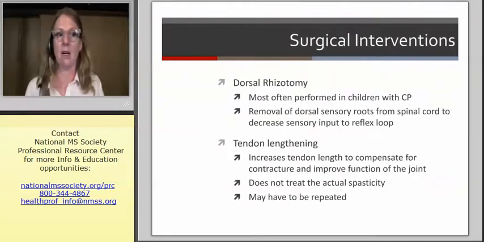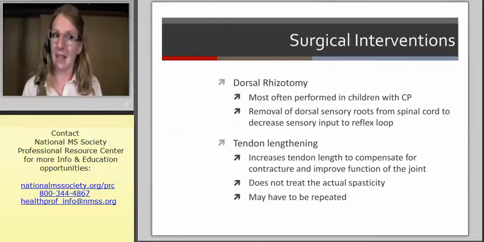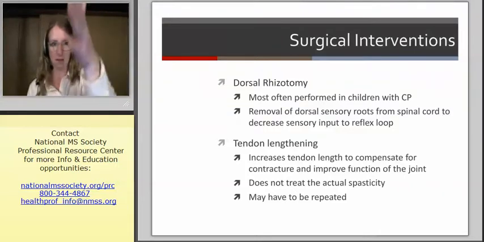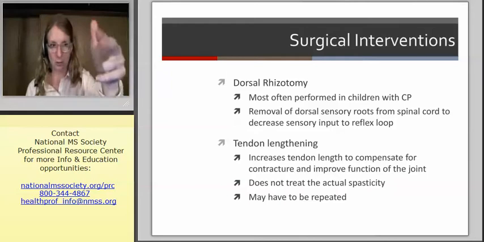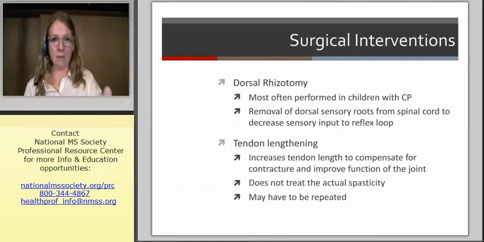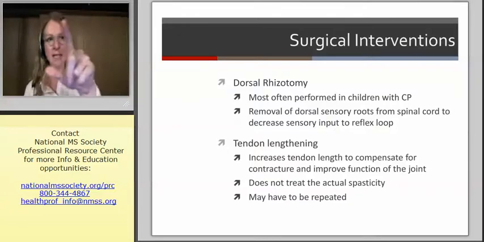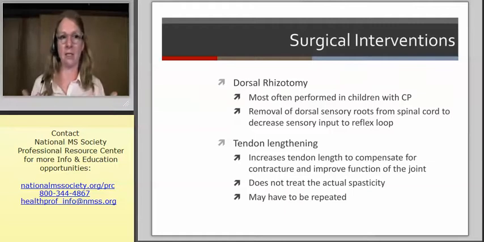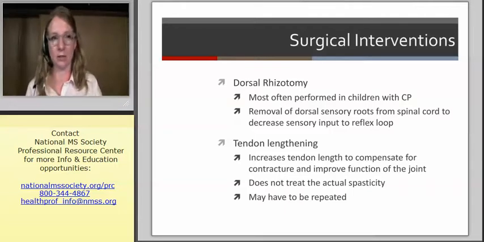Surgical interventions for this patient. Dorsal rhizotomies aren't done that much in the adult population. They were done most often in children with CP, where they went in and did laminectomies all the way down and clipped the dorsal roots out all the way down to help decrease that sensory reflex loop, because sensory feedback couldn't get in, so the thought was then spasticity couldn't get out. There's very mixed reviews on this long term. I think the jury's still out as these children grow into adulthood, how effective it really was long term.